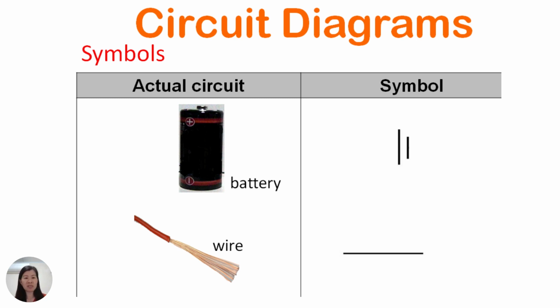So one way is this. When we draw a battery, we can just represent it by this symbol here. It's a longer line followed by a shorter line. The long line represents the positive terminal and the shorter line represents the negative terminal. So one long and one short represents one battery, with the two positive as well as negative terminals. Now for wire, all we need to draw is just a line to represent wires.